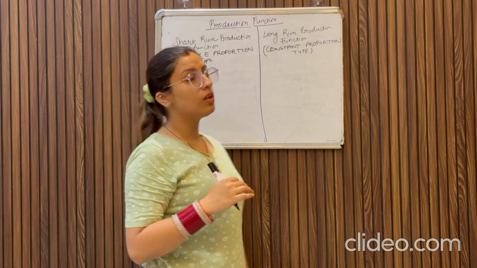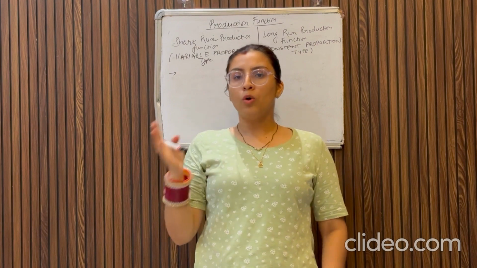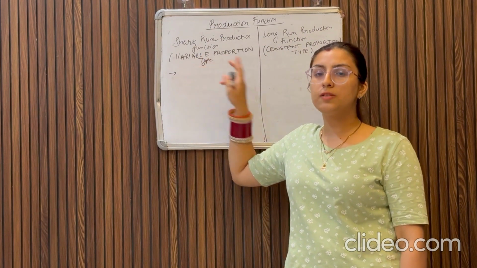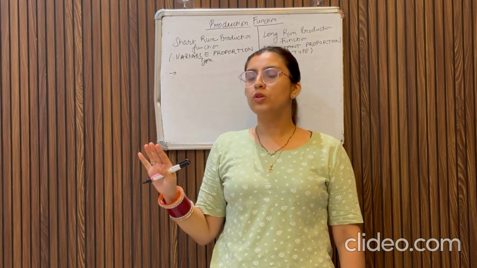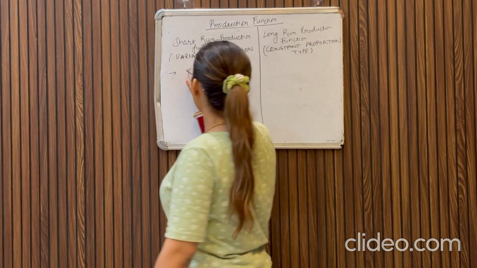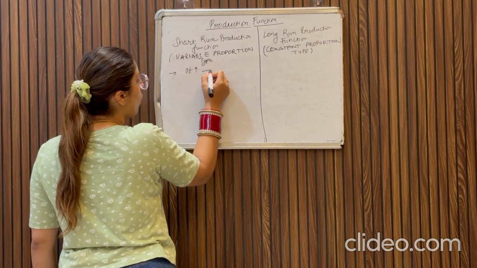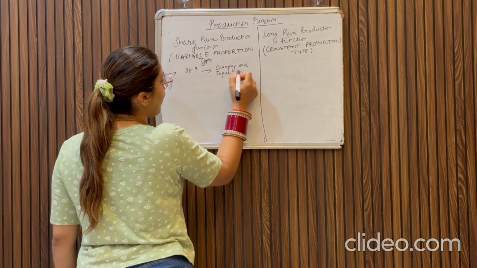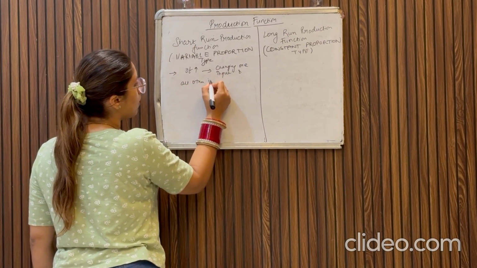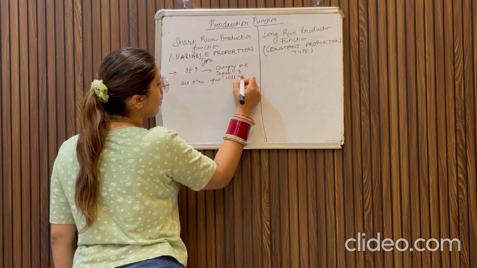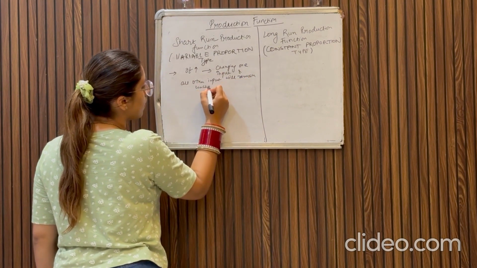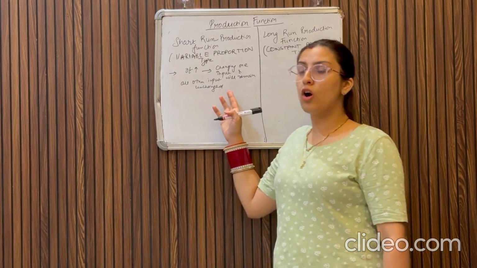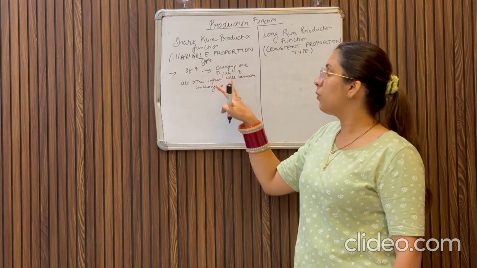In short-run production function, as we all know, in the short run we have both fixed factor as well as variable factor. So in the short-run production function, our output can only be increased by changing only one input, and all other inputs will remain constant. So the output will be increased only by changing one input, and all other inputs will remain unchanged. So the amount of output which will be increased will only be because of the increase in one input, and all other inputs will remain unchanged.